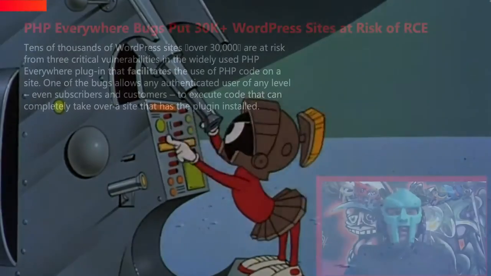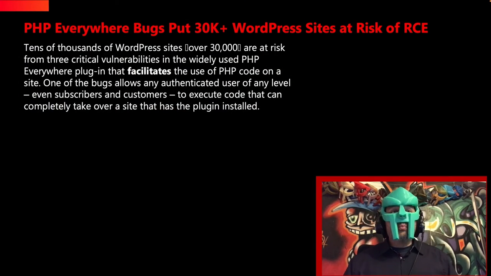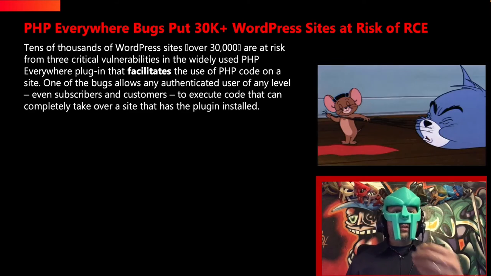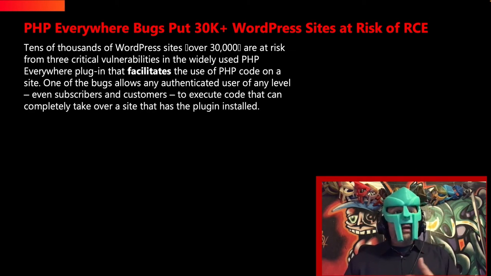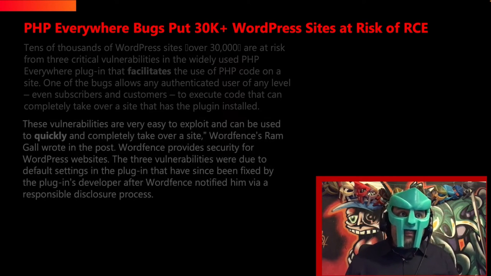Tens of thousands of WordPress sites, over 30,000 counted so far, are at risk from three critical vulnerabilities in the widely used PHP Everywhere plugin that facilitates the use of PHP code on a site. One of the bugs allows any authenticated user of any level, even subscribers and customers, to execute code that can completely take a site over that has the plugin installed.